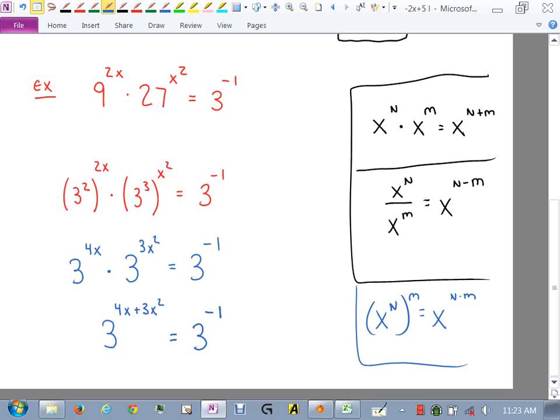Are we okay with that? You have the same base now, right? Both sides. So you look at the exponents, and you take those two exponents and set them equal to each other, and I'll do that on the next page.